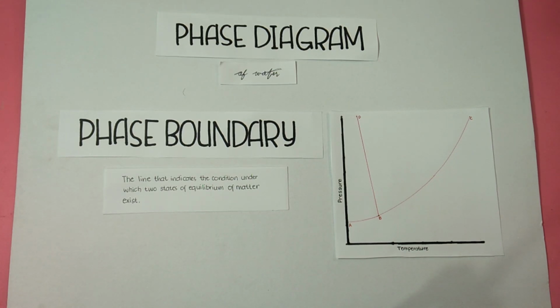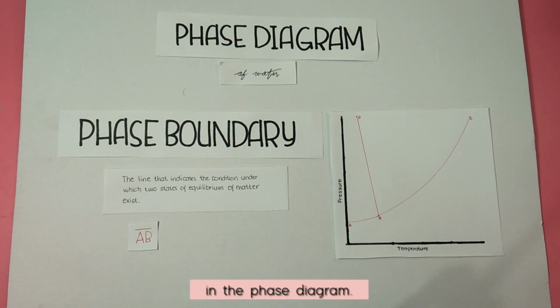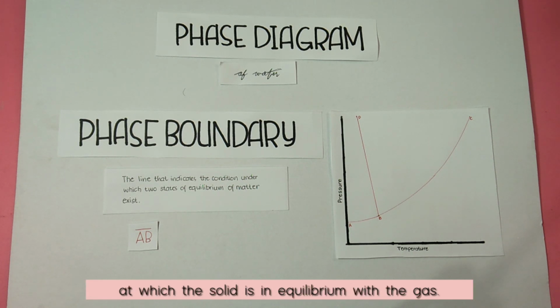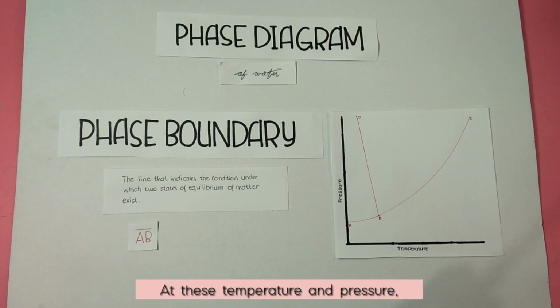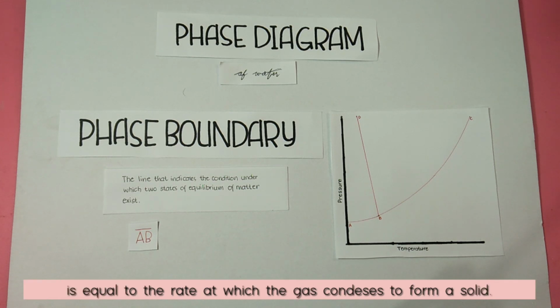Based on the figure, the points along the line connecting point A and B in the phase diagram represent all the combinations of temperature and pressure at which the solid is in equilibrium with the gas. At this temperature and pressure, the rate at which the solid sublimes to form a gas is equal to the rate at which the gas condenses to form a solid.